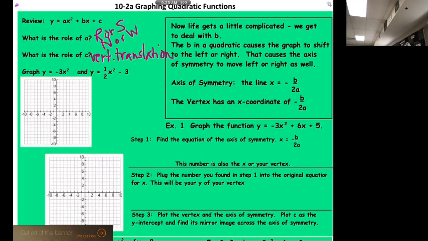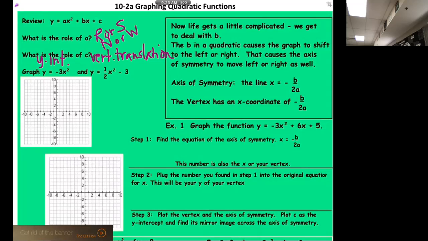What we're actually going to see is that the role of C is actually the y-intercept. Sometimes it's the vertex, and sometimes it's not the vertex, but it will always be the y-intercept. So it's always where our graph crosses the y-axis. Yes. C being added to that? No. B is what we're adding to it today.